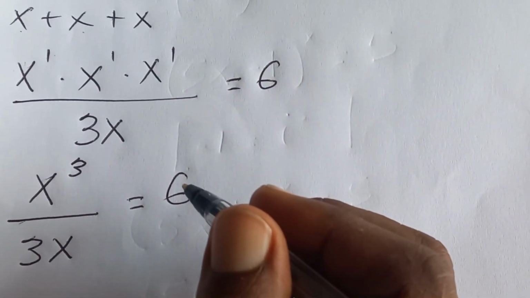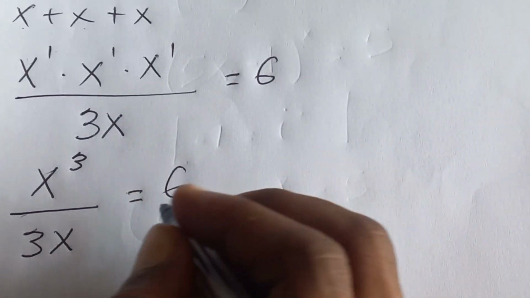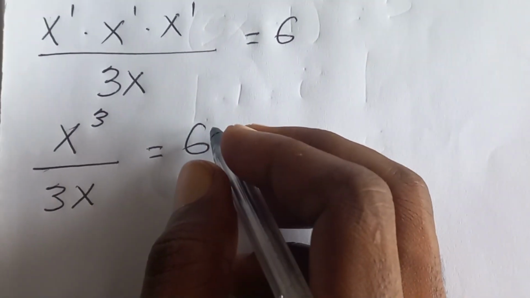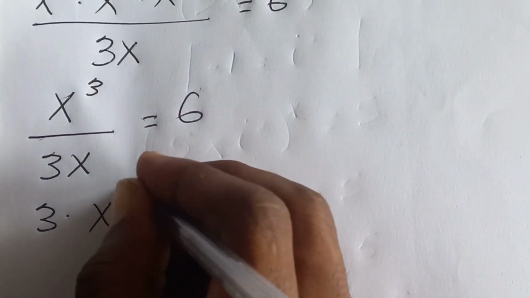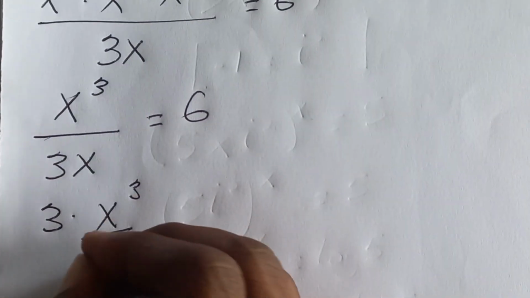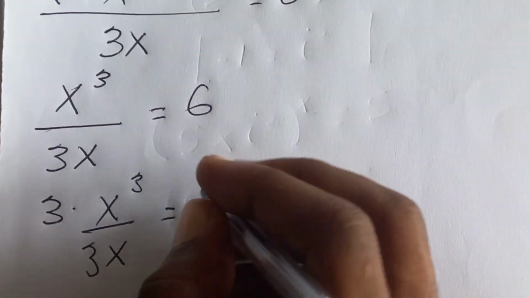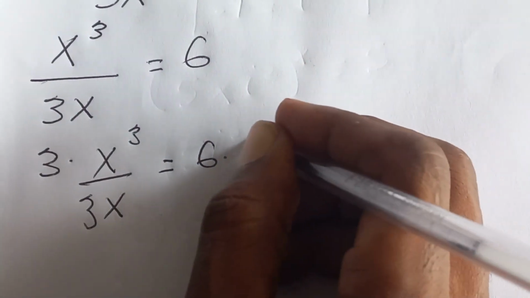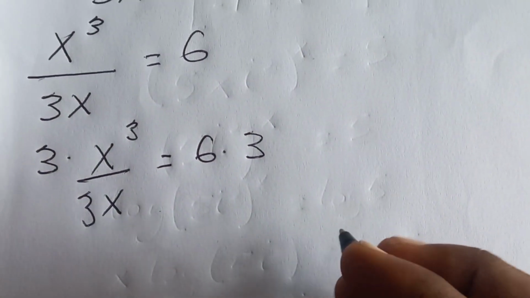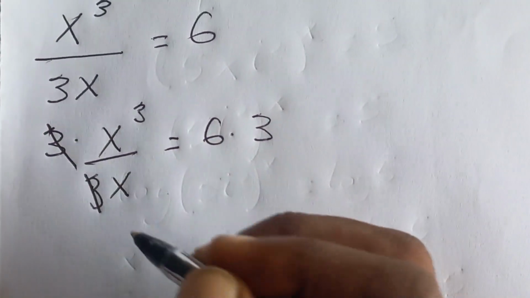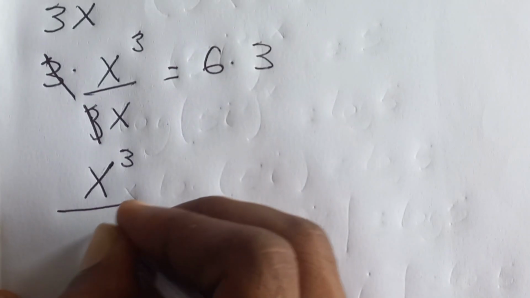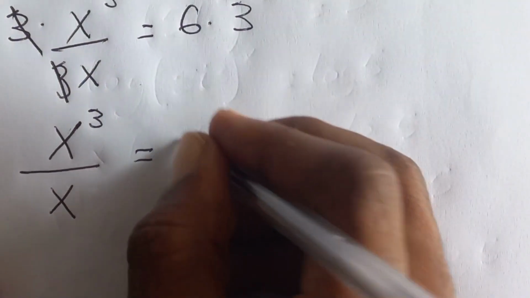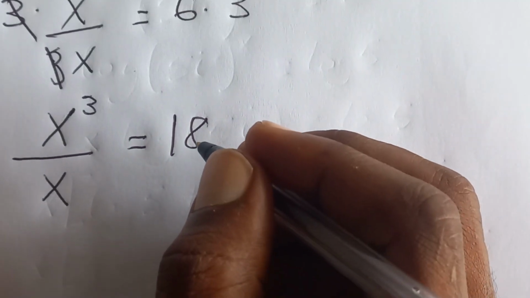So in this case, we can multiply both sides by 3. So we are going to get 3 multiplied by x exponent 3 on 3x, which is equal to 6 multiplied by 3. So we will take off this, leaving x cubed on x, which is equal to 6 times 3, and having 18.